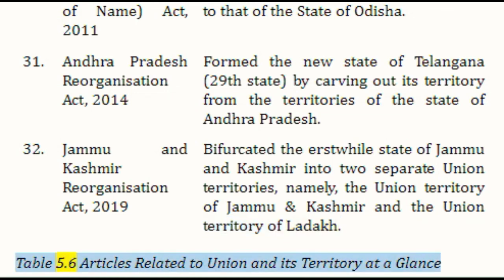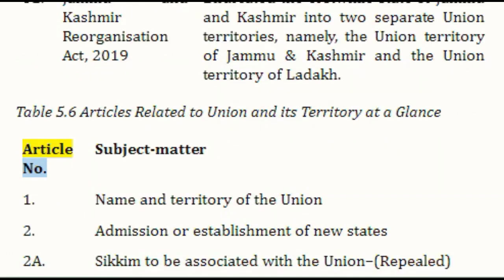Table 5.6 Articles related to Union and its territory at a glance. Article No. Subject Matter. 1. Name and territory of the Union. 2. Admission or establishment of new states.